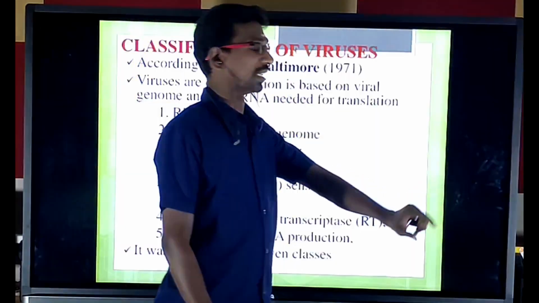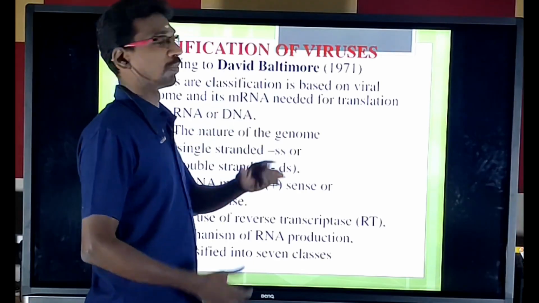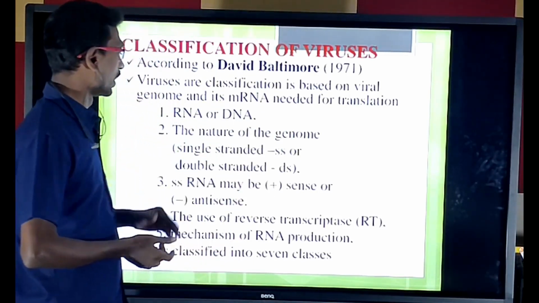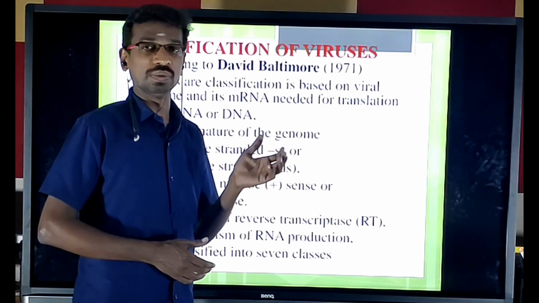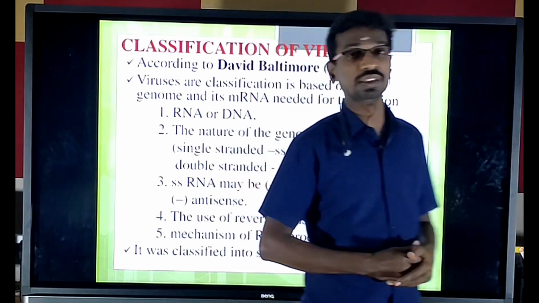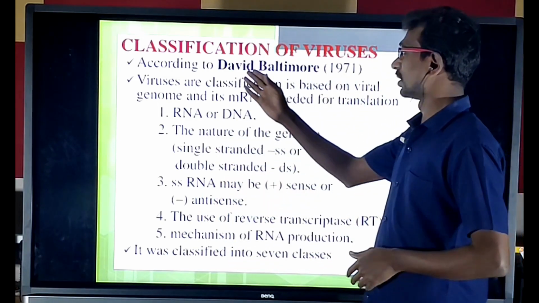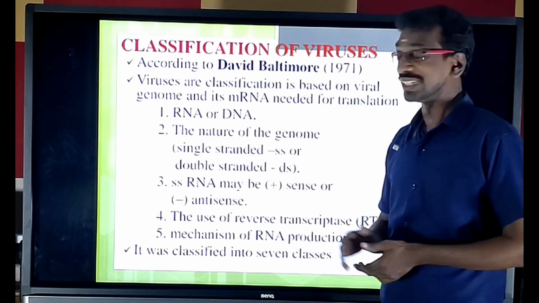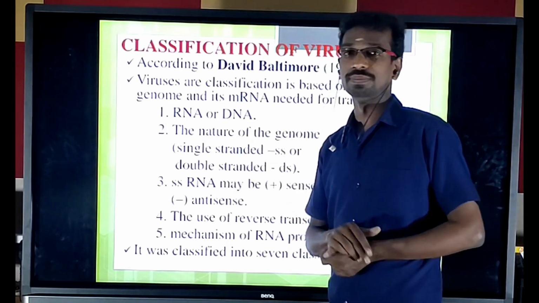Today we are going to see the classification of viruses according to David Baltimore. He classifies viruses based on RNA or DNA. In the previous video we discussed the classification of viruses based on shape and symmetry. Now we are going to see the classification according to David Baltimore. He classifies the viruses based on the following criteria.